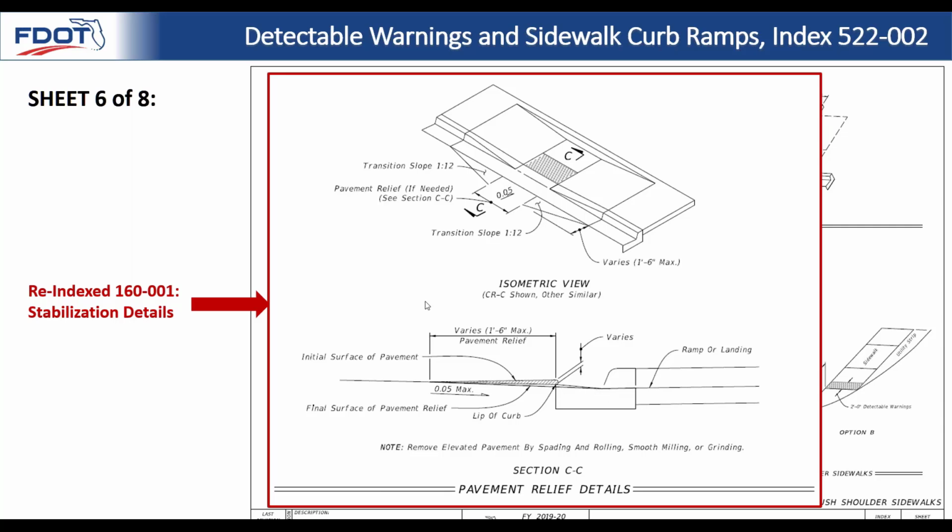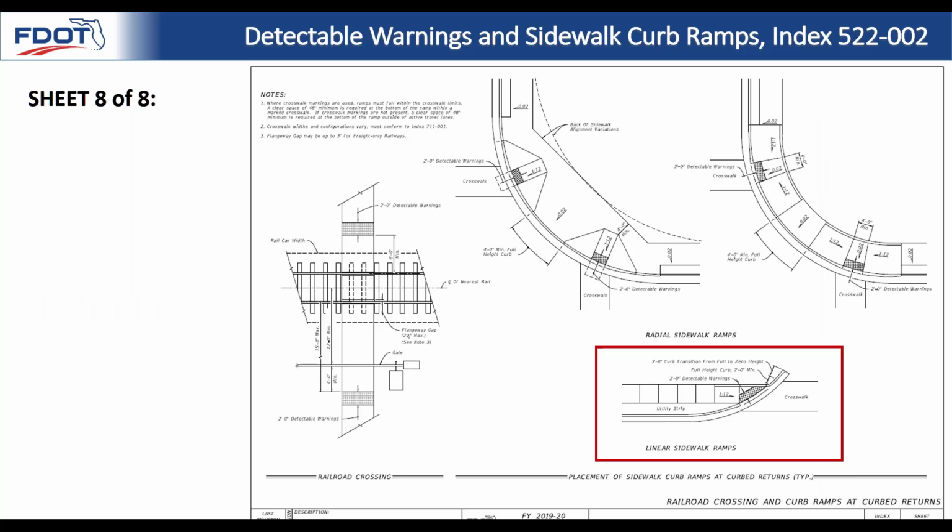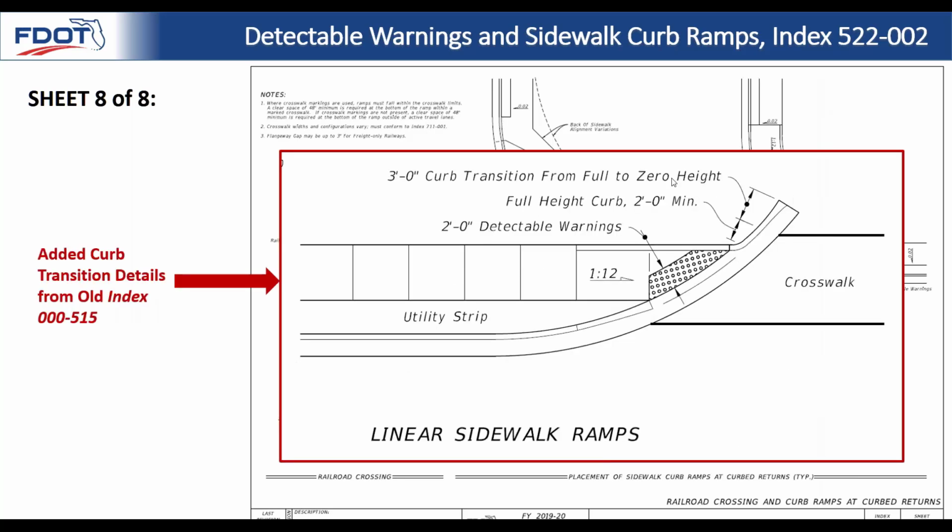One final change on this index was adding some curb transition details that were previously included in the Turnouts and Driveways index. But basically it was just showing some minimum details for how to terminate or transition a curb beyond a curb ramp, and so we just relocated that information on sheet 8.